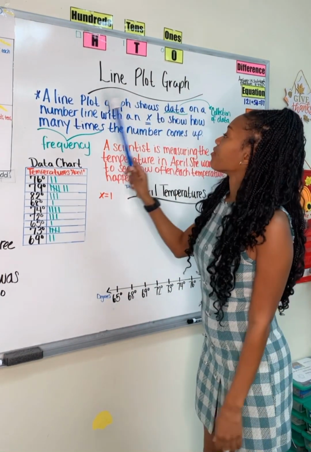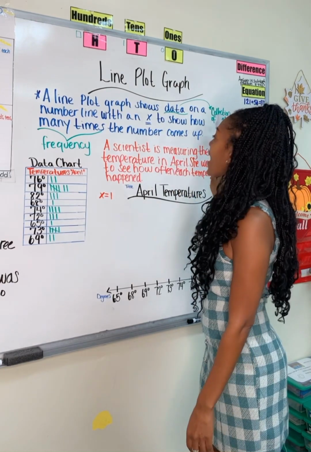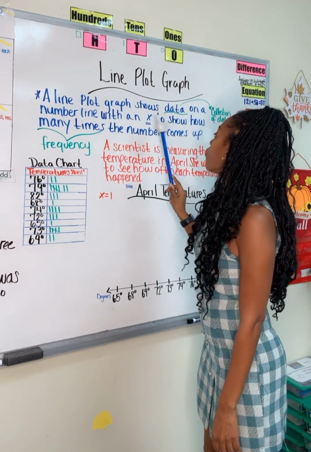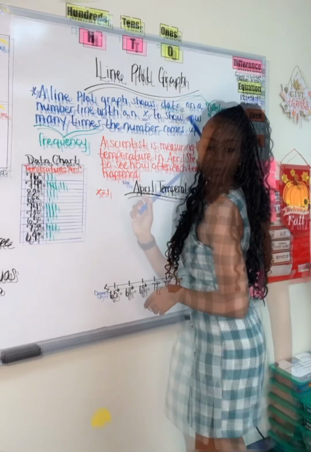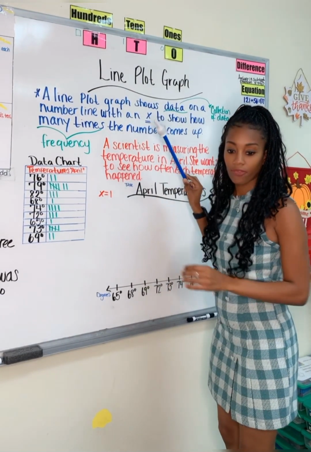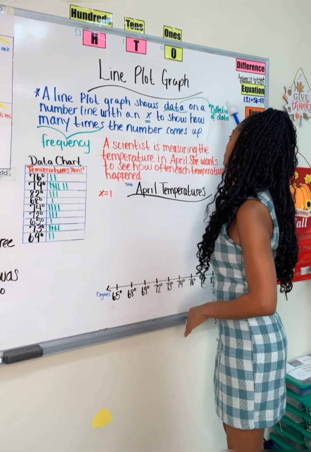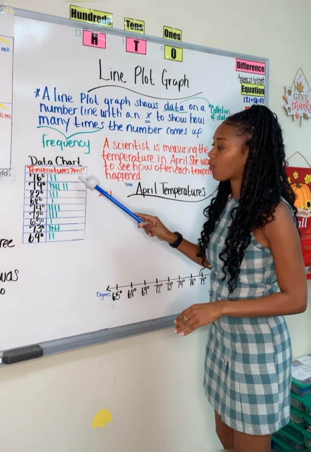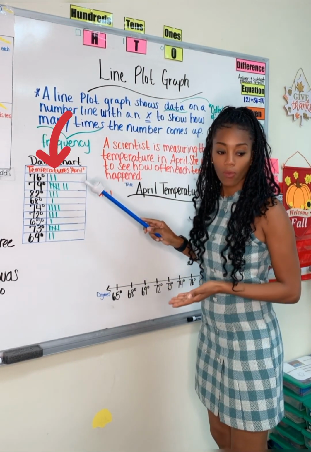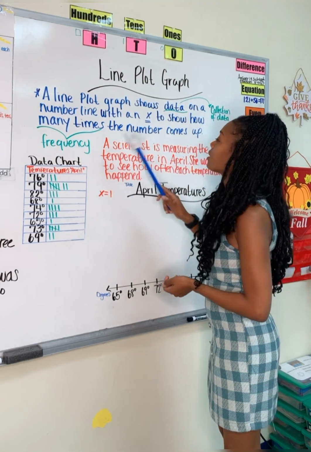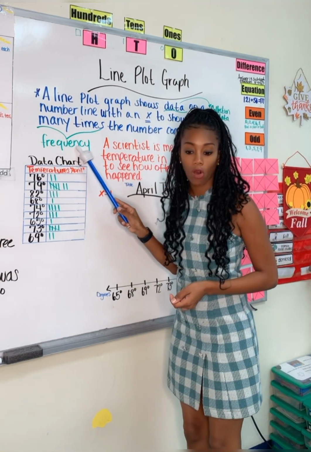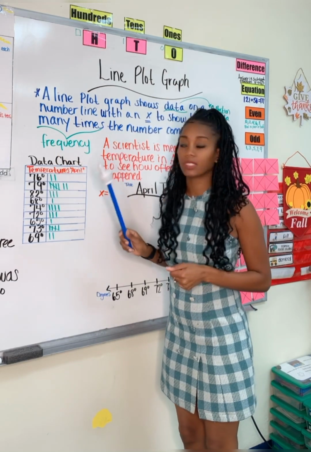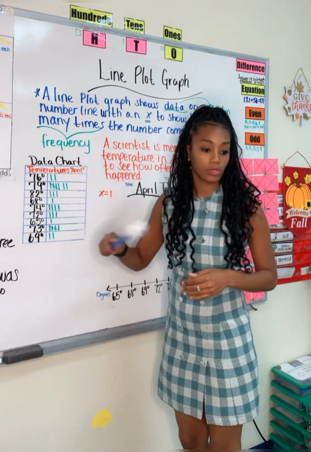Line plot graph. A line plot graph shows data on a number line with an X to show how many times the number comes up. The data that we are looking at for the line plot graph comes from a collection of data that we are going to get from what we call our data chart. How many times a number comes up is what we call frequency. Frequency tells us how many times you see something.